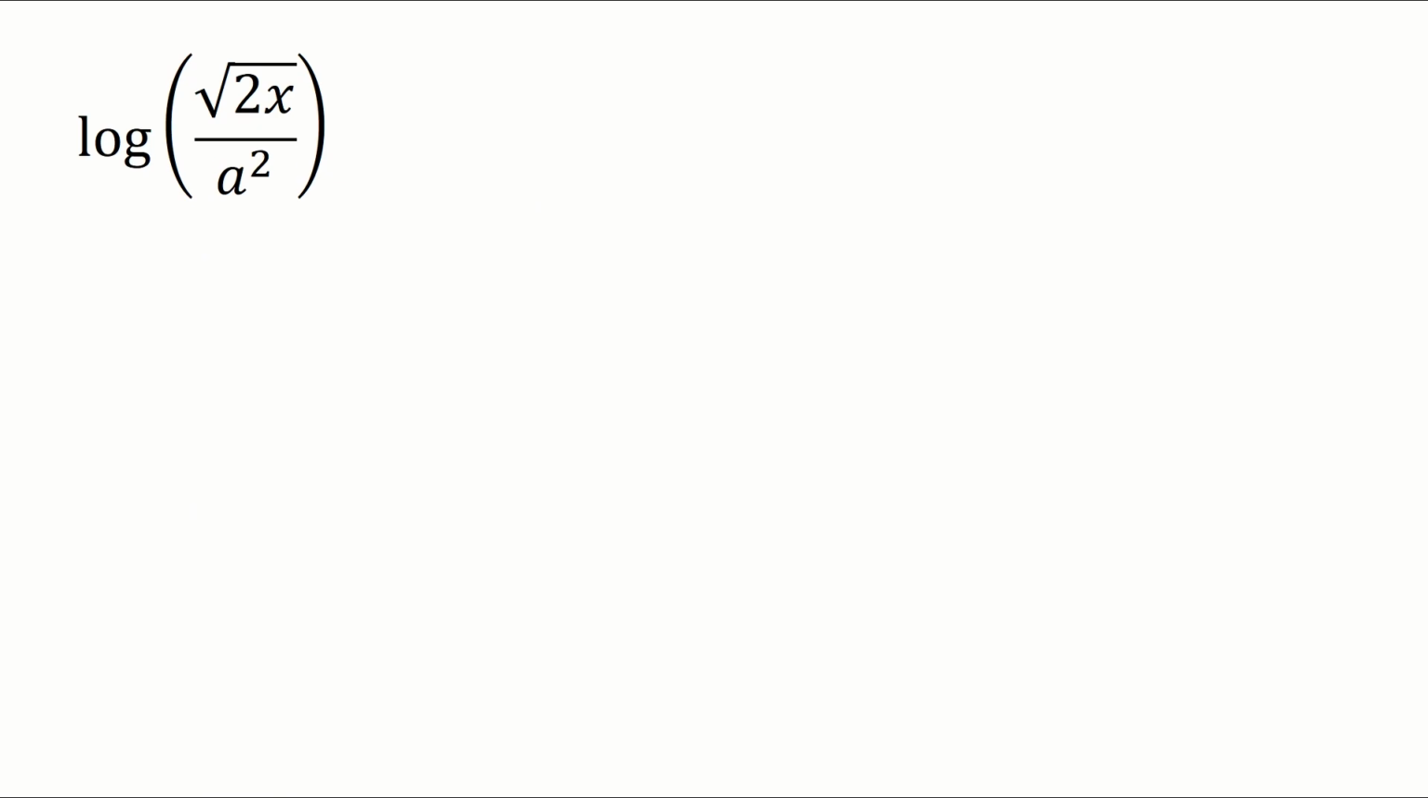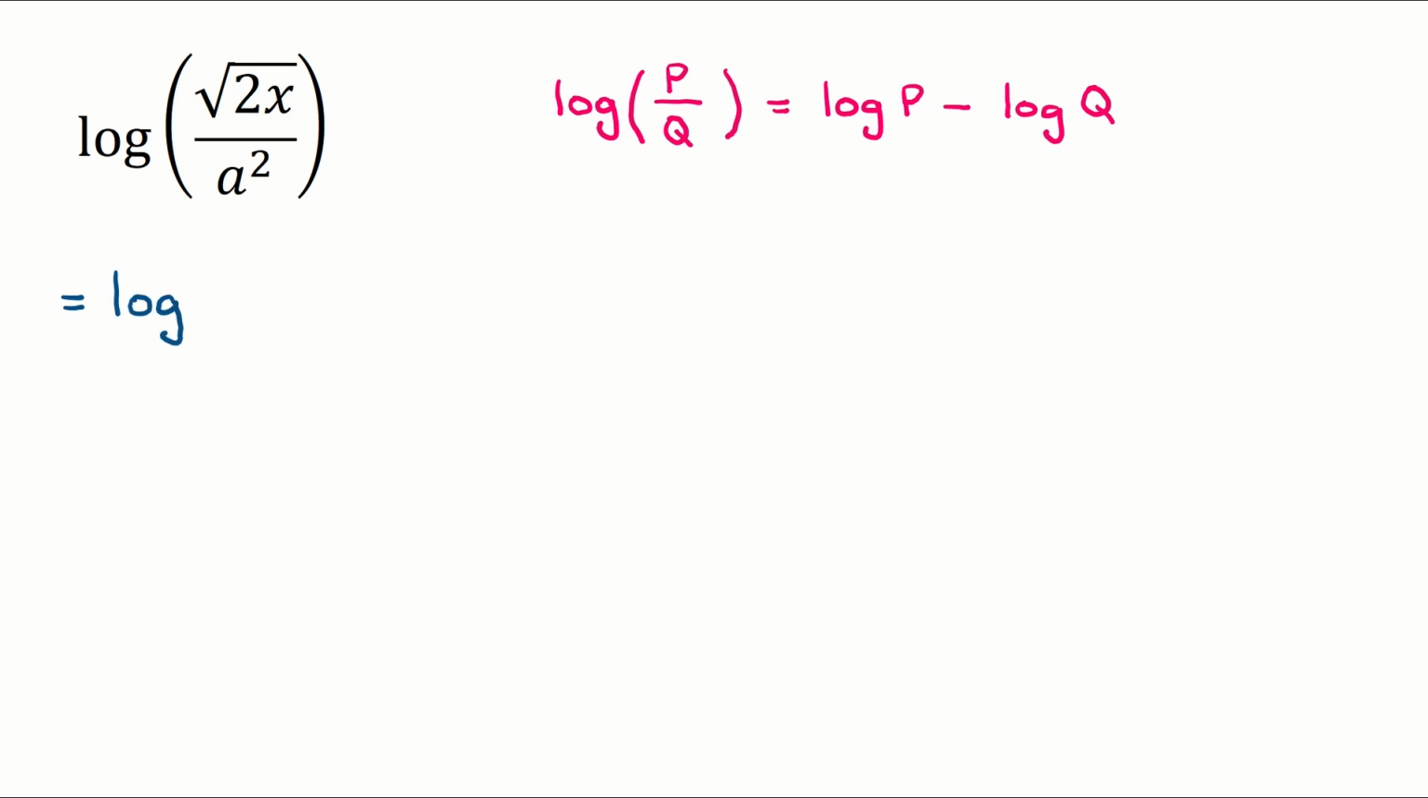Then we get to our next question. Similarly, this is looking at the quotient rule. And just as a reminder, the quotient rule says that when you have log of a number divided by another number, you turn this into log of the numerator minus log of the denominator. So this will turn into log of the square root of 2x minus log of a to the power of 2. Now, same thing as last time, we're going to write that square root as 1 over 2 instead.